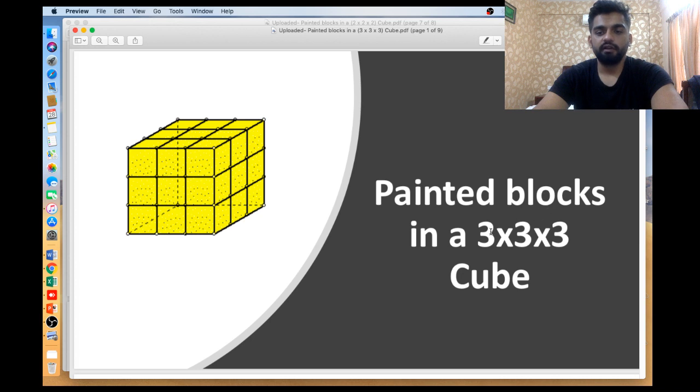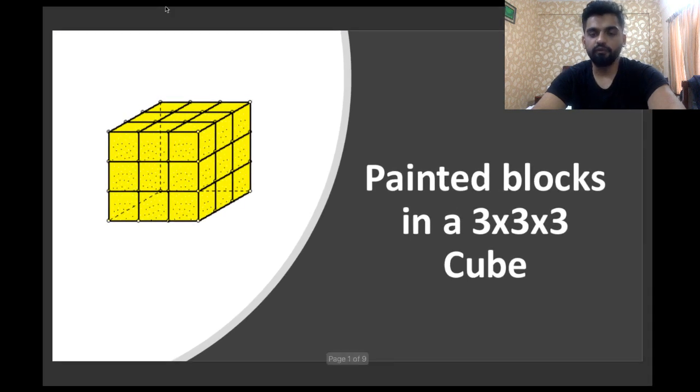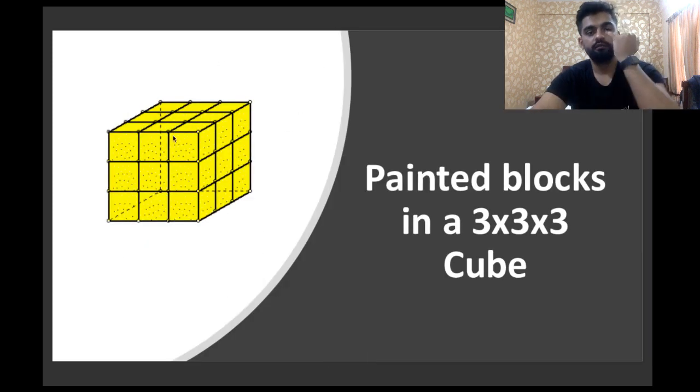Painted blocks in a 3 into 3 into 3 cube. In this case, visualization becomes very tough, right? A little tough, I would say, not very tough. Tough is 4 into 4 into 4 and beyond. Now what happens is I take this cube, which is formed by how many? 1, 2, 3, 4, 5, 6, 7, 8, 9. 27 blocks of unit size. 27 blocks of unit size means 3 raised to power 3. That is 3 into 3 into 3 cube.